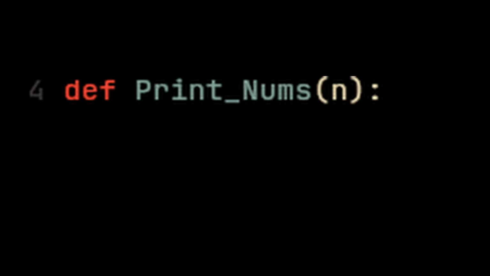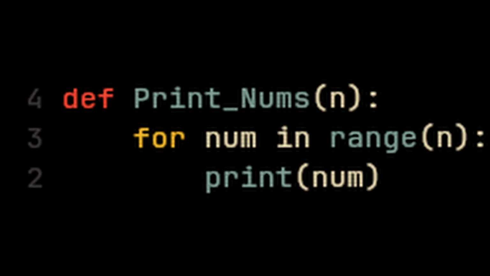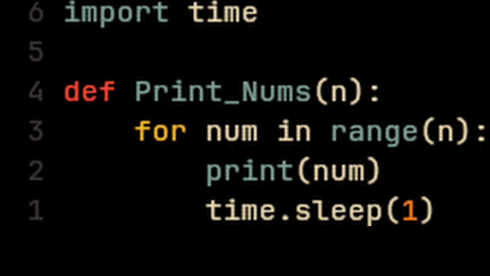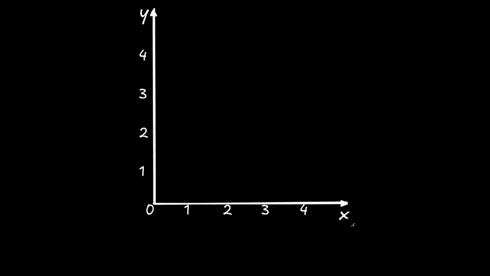What increases those things? Let's say we have some function which prints numbers from 0 to n, waiting 1 second between each print. As n increases, the function will have to wait n seconds. If we want to print, say, 10 numbers, it will take 10 seconds. We can graph this relationship.